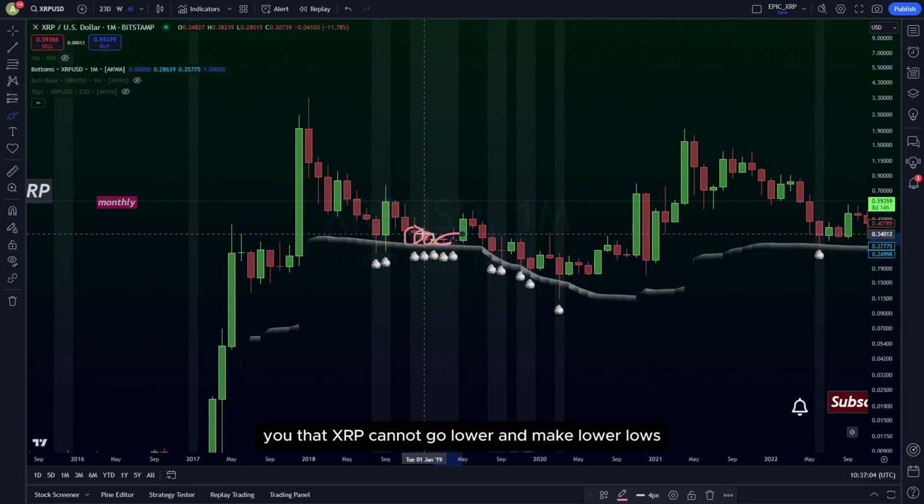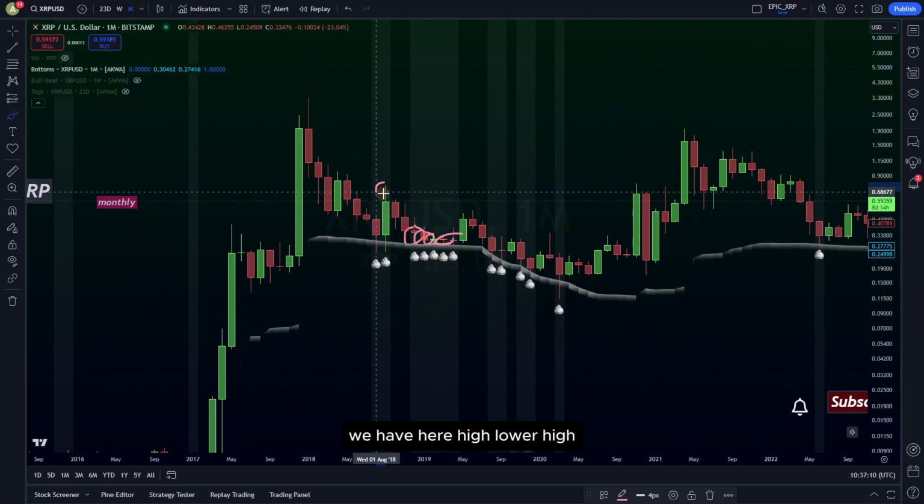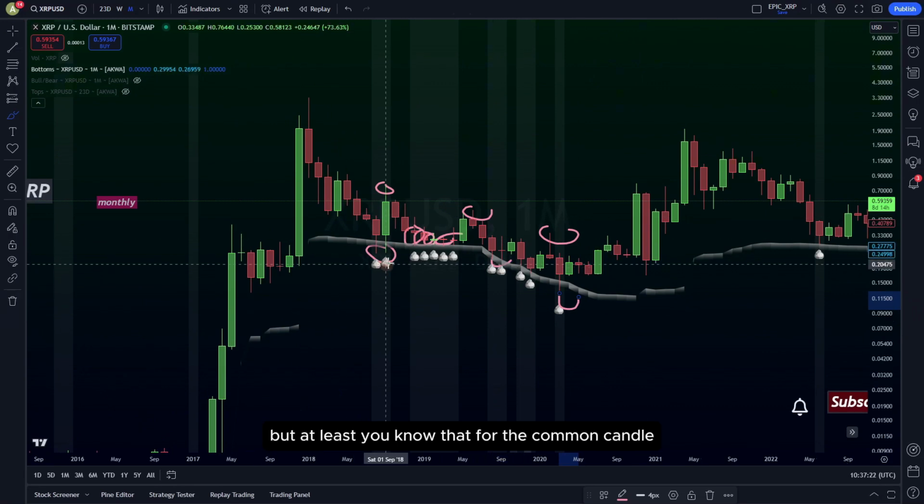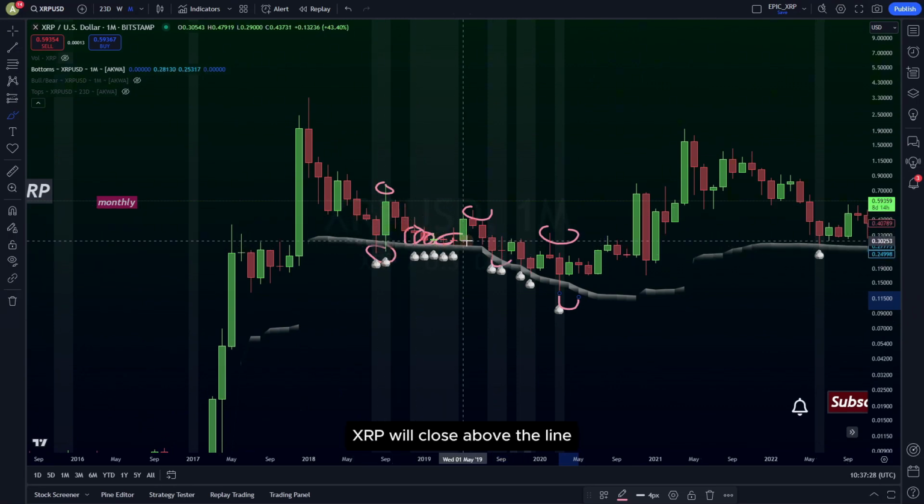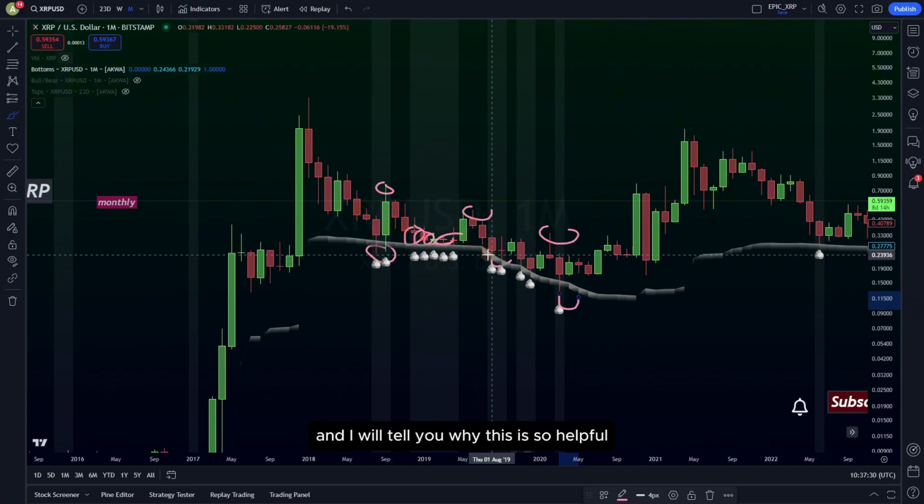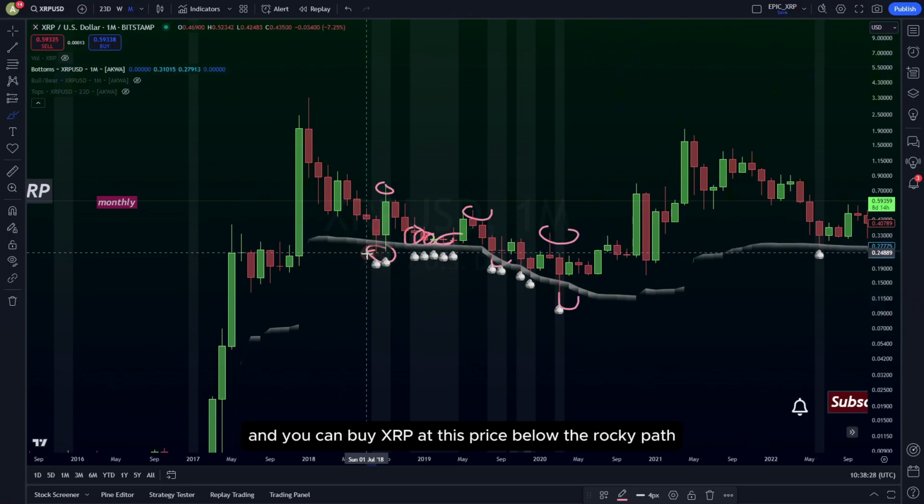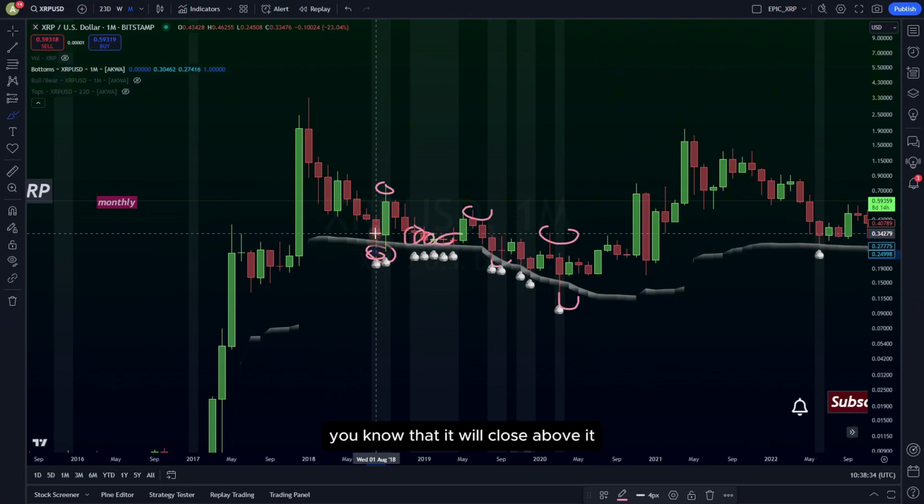So this doesn't tell you that XRP cannot go lower and make lower lows, because it was the case. Here we have a high, a lower high, a lower high, here a low, and you see a lower low and a lower low. But at least you know that for the current candle, XRP will close above the line, and I will tell you why this is so helpful. First, it is very helpful for short-term gains. Why? Because if XRP pierces the line and you can buy XRP at this price below the rocky path, you know that it will close above it, so you can make short-term gains. And you see it here.